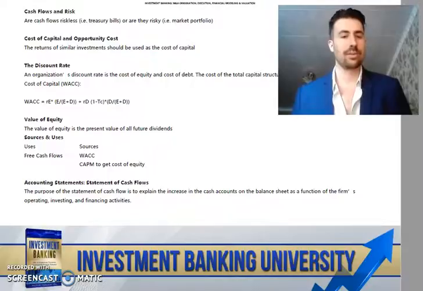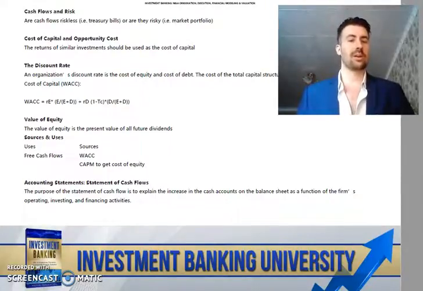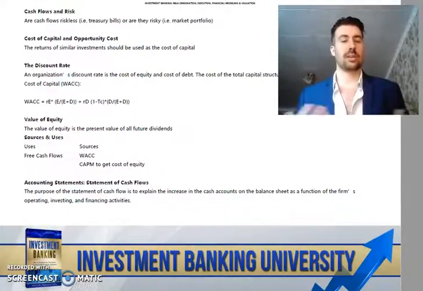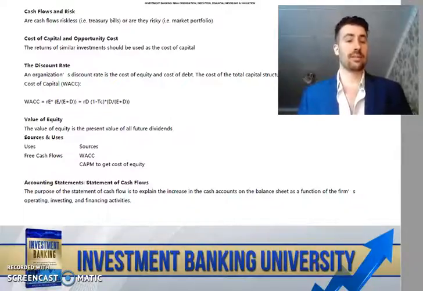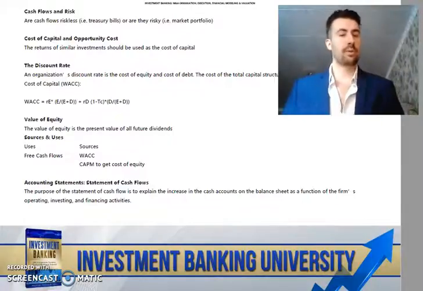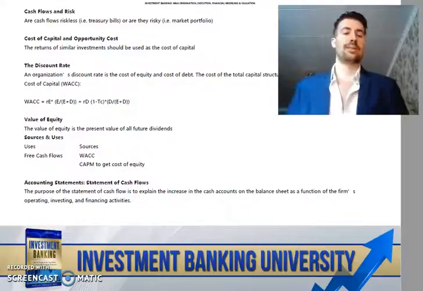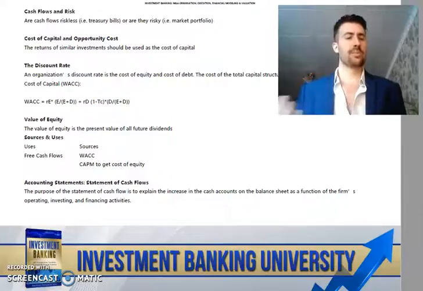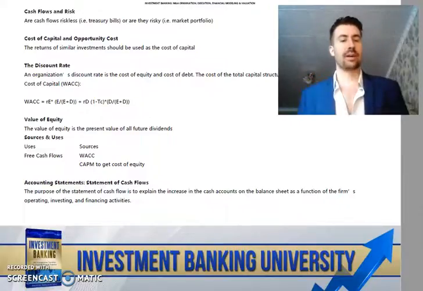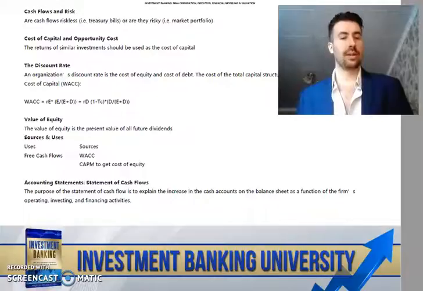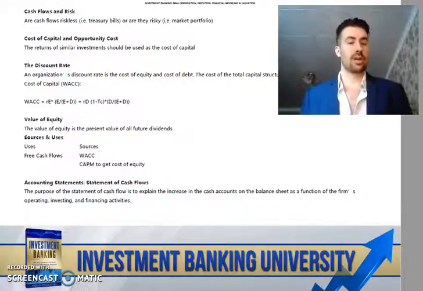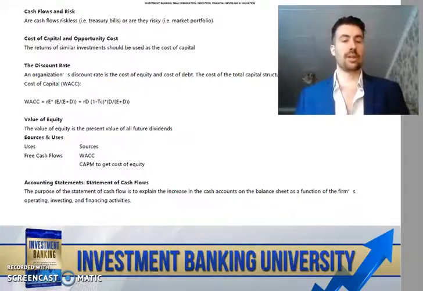So we're going to get back right into the discount rate. An organization's discount rate is the cost of equity and cost of debt together in a model that combines them. This is known as WACC. WACC could be modeled by the cost of equity times the proportion of equity in the capital structure plus the rate of debt, tax affected, times the debt proportion of the capital structure. The value of equity is the present value of all future dividends. Sources and uses: uses are cash flows, and sources are WACC and CAPM to get the cost of equity.